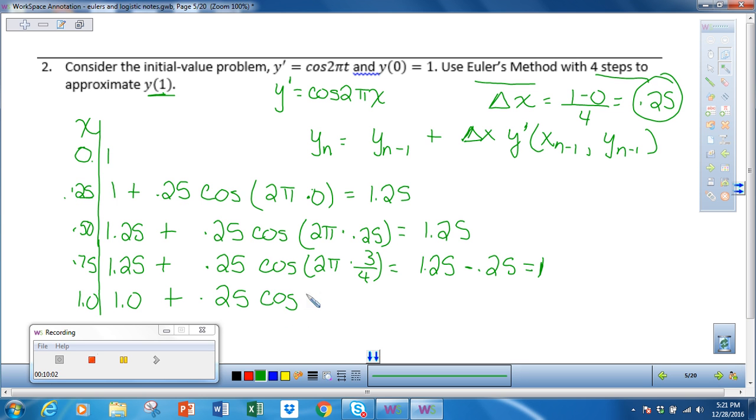And this is cosine of 2 pi times 1, which is cosine of 2 pi. Cosine of 2 pi is 1. So then this becomes 1 plus 1 times 0.25, which is 1.25. And that is the approximation at 1. Okay? Let's do one more example.